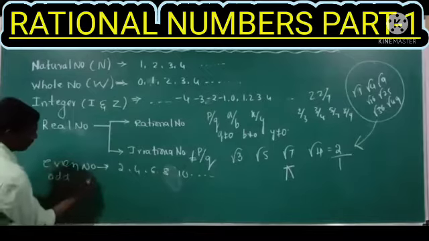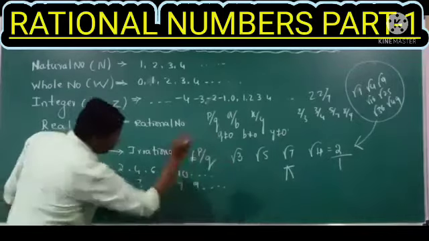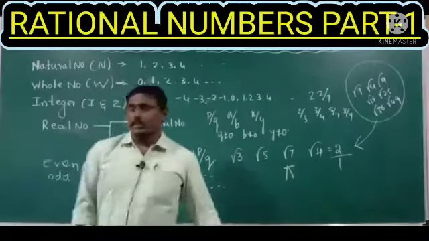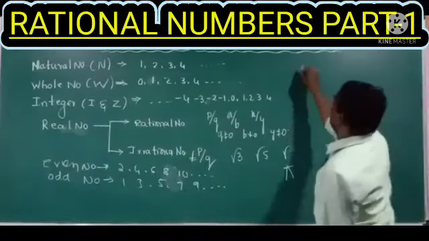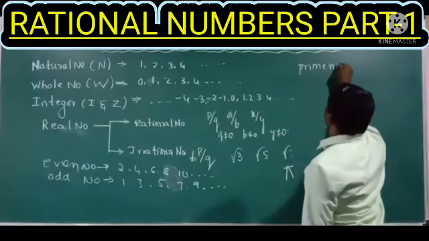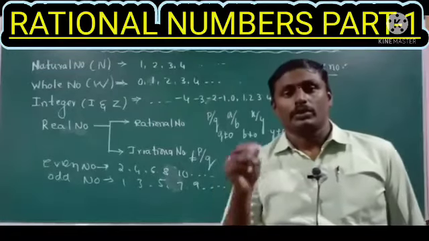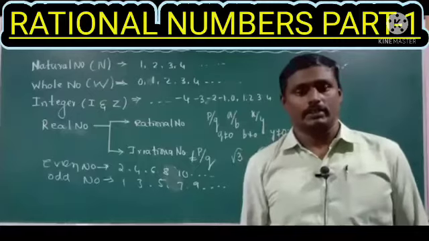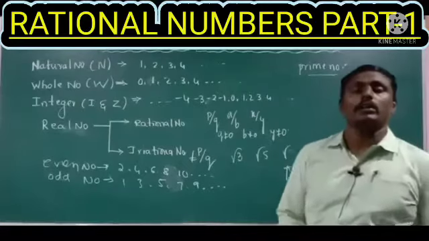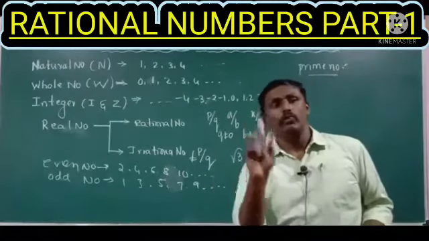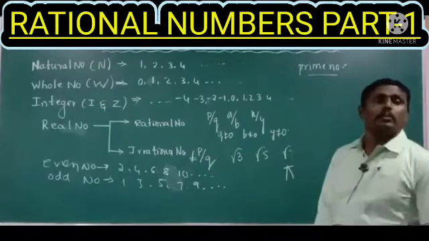Next one, odd numbers. What are the odd numbers? 1, 3, 5, 7, 9. These are the odd numbers. Now one more concept is there, that is prime numbers. So what are prime numbers? Prime numbers are the numbers which have only 2 factors, or the numbers which are divisible by 1 and itself. The numbers which are divisible by 1 and itself are called prime numbers.